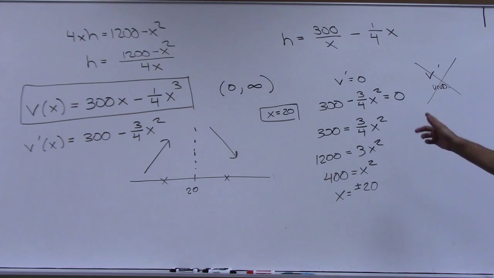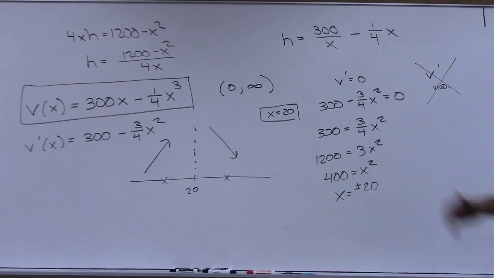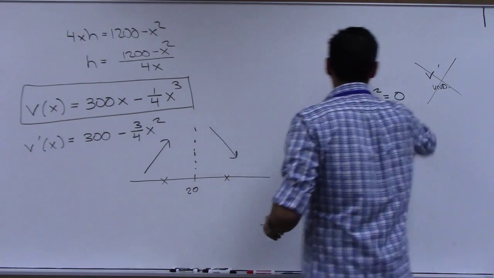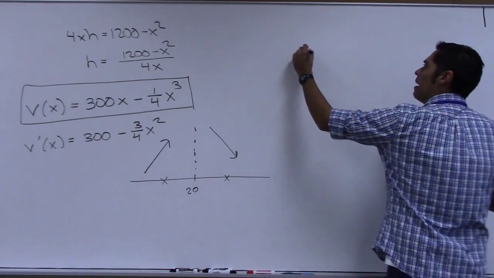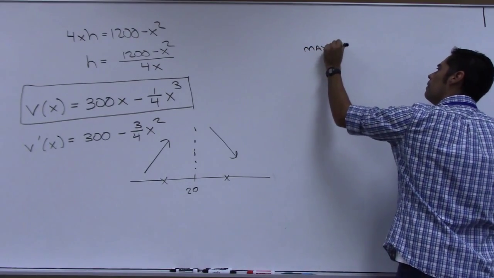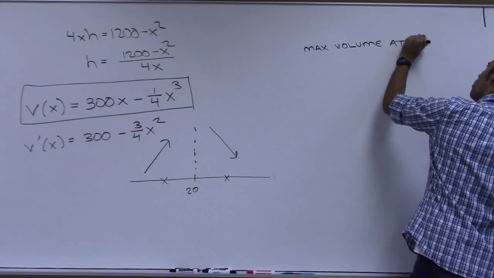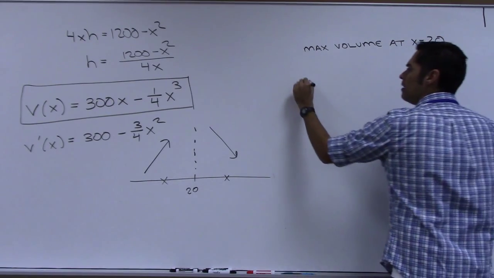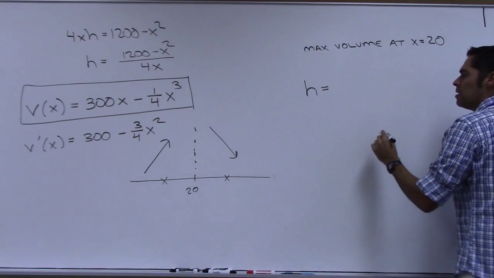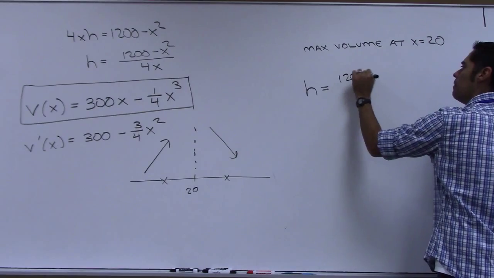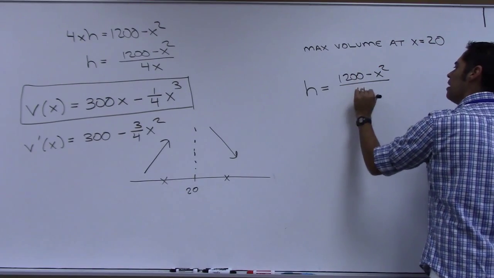Questions? We're not done. We want the volume, right? So we have a maximum at x is 20. We have a max volume at x is equal to 20. But I had an equation for h. H was equal to 1200 minus x squared over 4x, right?